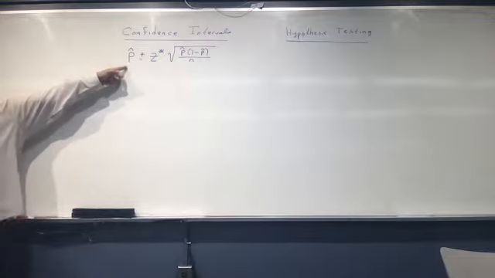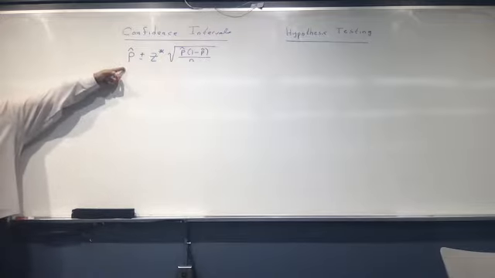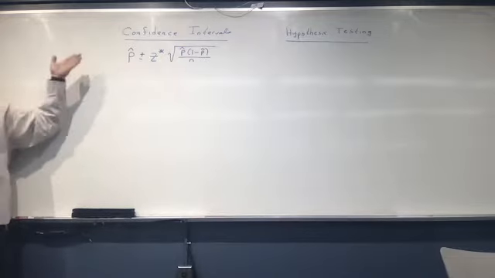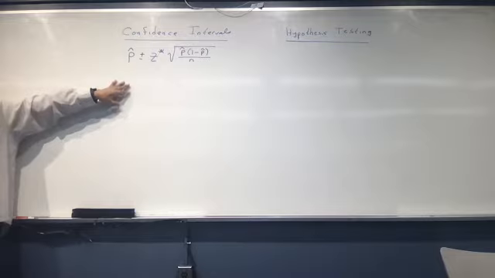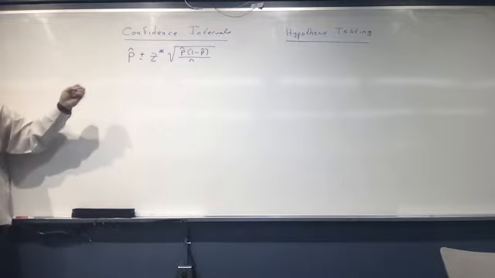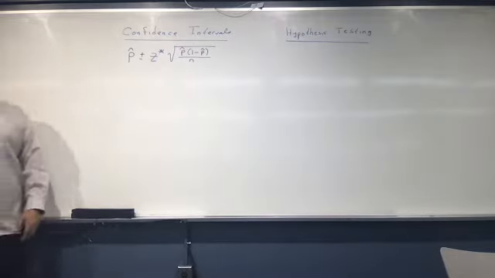See, P hat is defined as what? It's X over N. So the X and the N are inside the P hat. So the formula that we're going to have, you're not going to see the X appearing because it's inside of something. But what is the formula?